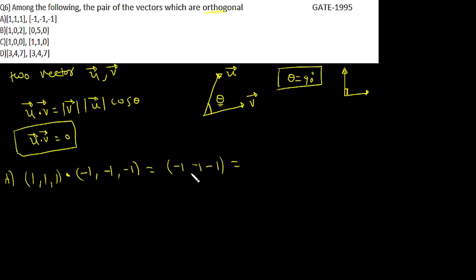So if we sum these three, we are getting minus 3, which is not equal to 0. So we can say this pair of options are not orthogonal. So let's move on to option B.